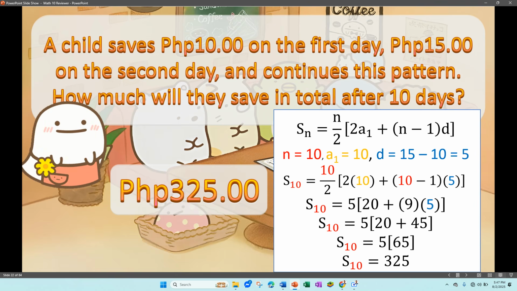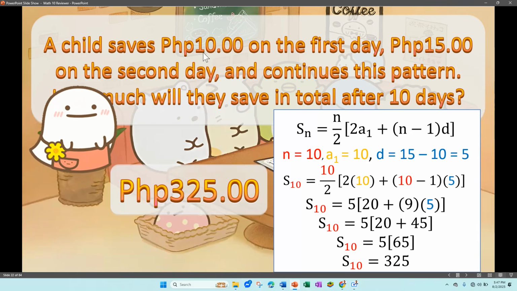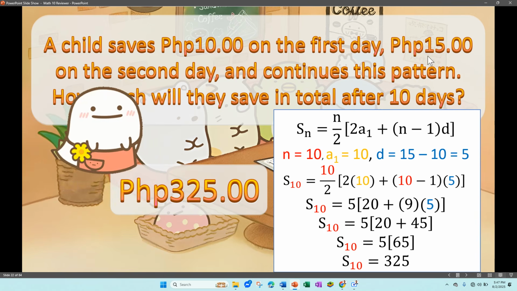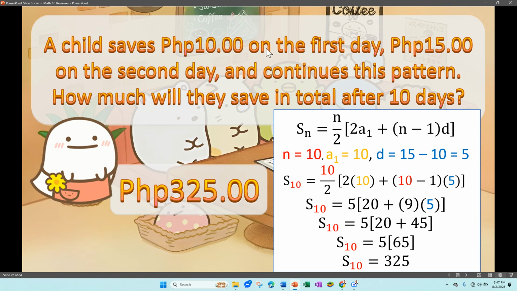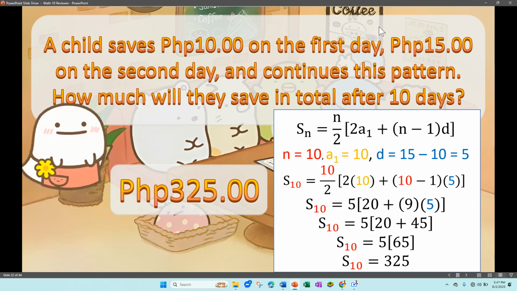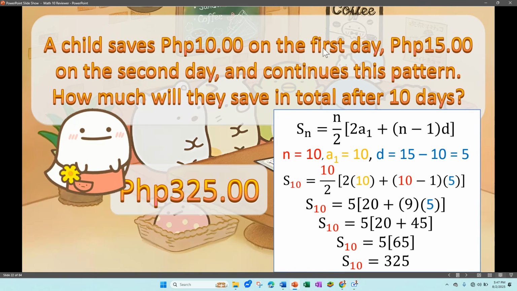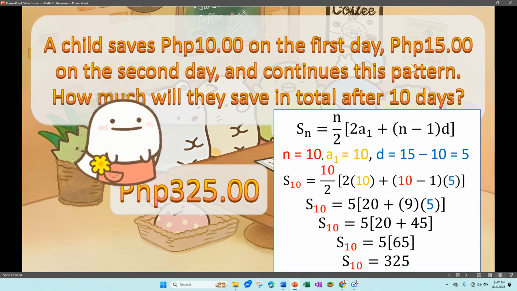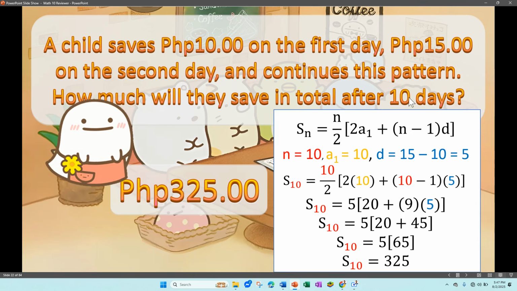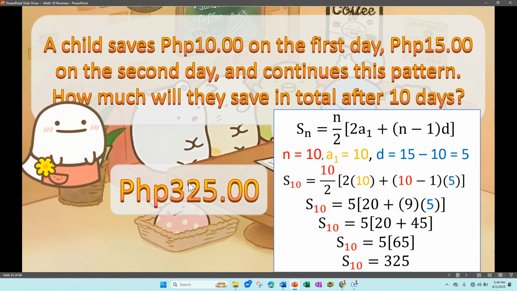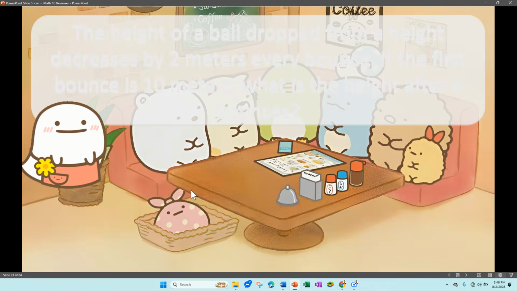Or the second option, if time constraint talaga, ang gagawin na po natin is, so alam naman natin na first day 10 pesos. The second day is 15, so that means we add 5 on each day that follows. So 10, 15, 20, 25, 30 hanggang makabuo tayo ng 10 days. Then add those savings to come up with 325 pesos.